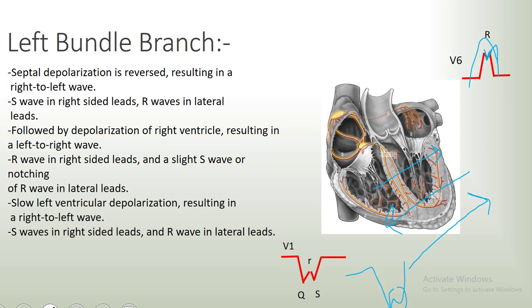Now notice that because you don't have a terminal force that is towards the right, you cannot develop an S wave at the end of V6. V6 is mainly just a big, wide, slurred R wave.